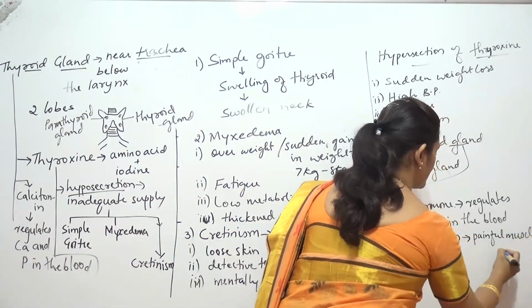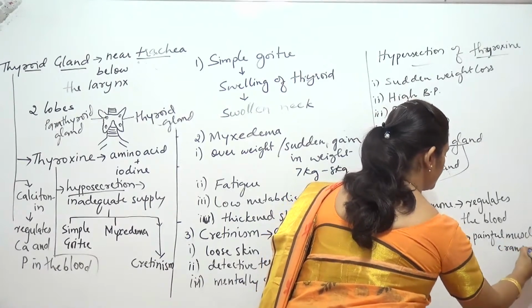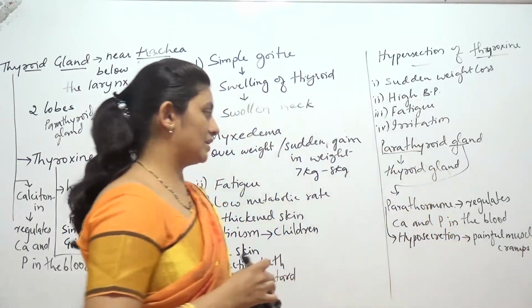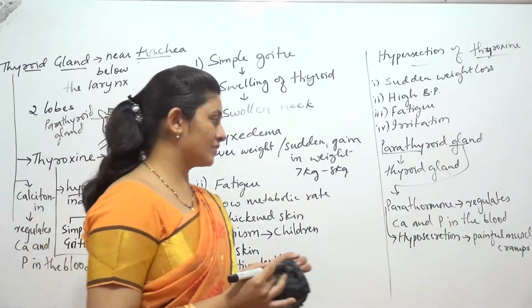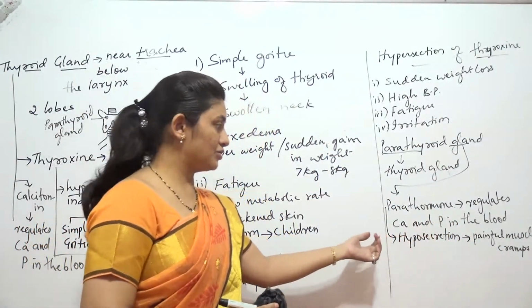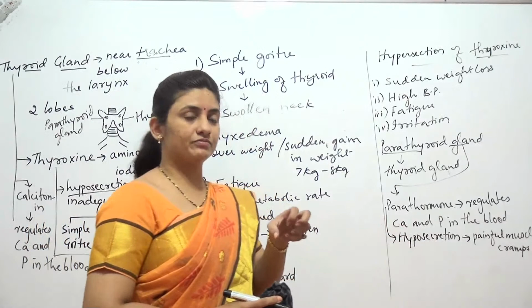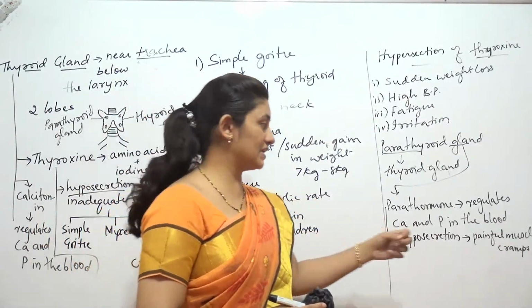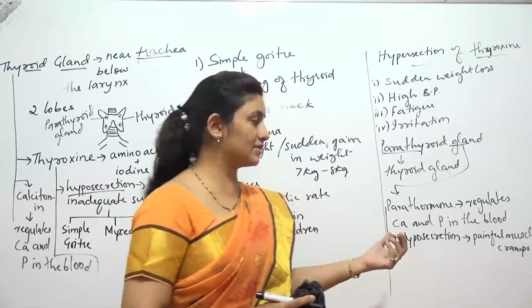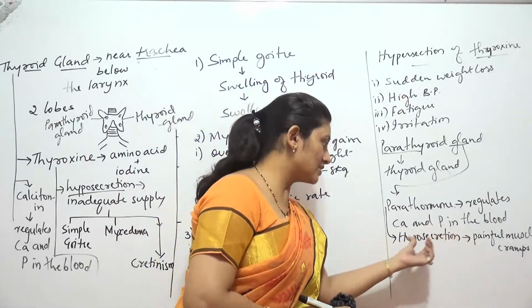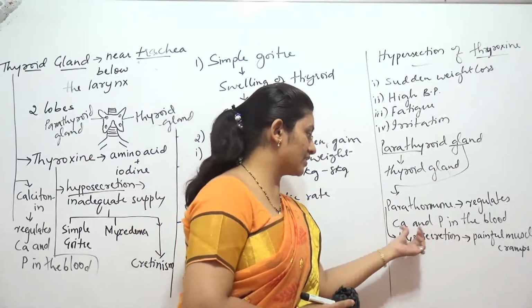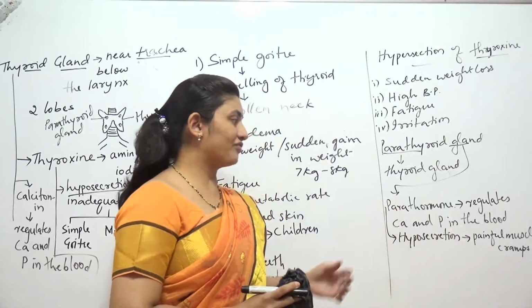Painful muscle cramps. You might have seen painful muscle cramps, especially above the ankle length into your leg. What will happen sometimes? The muscle cramp is seen, which is very painful. If you try to relax the muscles, it will pain a lot. So that is due to the inadequate supply of the parathormone.